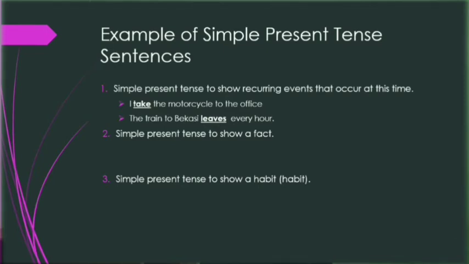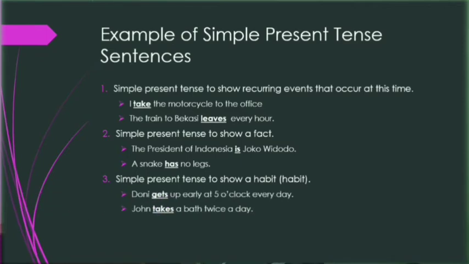And next, simple present tense to show a fact. You can see the example, like a snake has no legs. Why did I underline the has? Because the indication in this sentence is has, which is a to be.